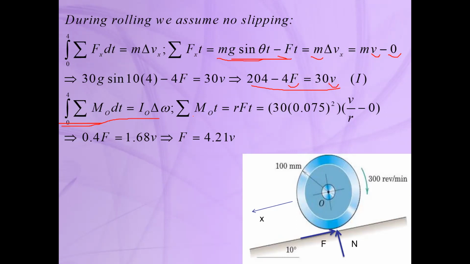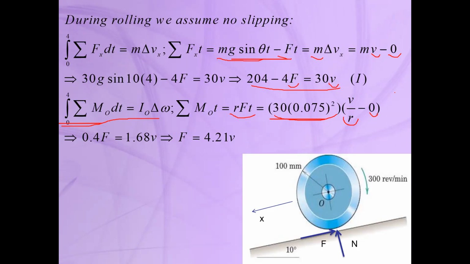So the moment about point O again is equal to R F t, and t is the time from 0 to 4, and it's equal to 4 in this case. I_O is the mass moment of inertia about point O, or about the mass center, for which we have the radius of gyration. Easily we can calculate I_O. And again, the initial velocity is 0. And the final angular velocity is the linear velocity divided by r. We know that v is equal to r omega, so we can substitute omega with v divided by r.